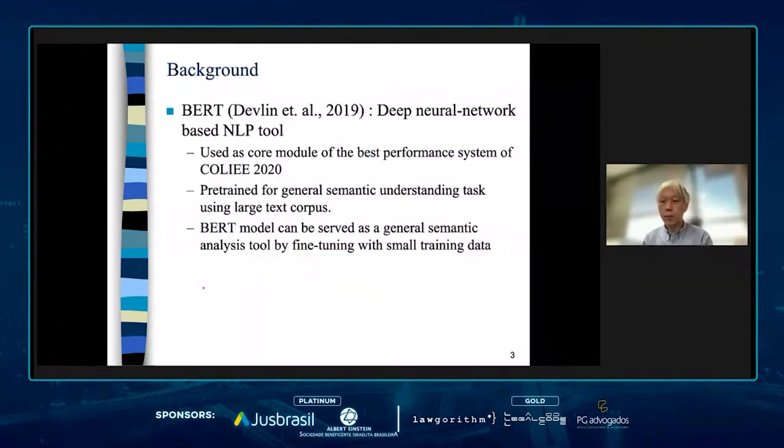With the recent development of deep neural network based NLP, these tools are also used for this task. In the last COLIEE, the best performance system used BERT as a core module. BERT is a tool that can be used for semantic analysis tasks by pre-training for general semantic understanding using a large text corpus. Based on this training, BERT can serve as a general semantic analysis tool by fine-tuning with small training data.